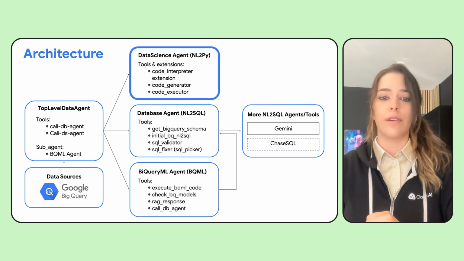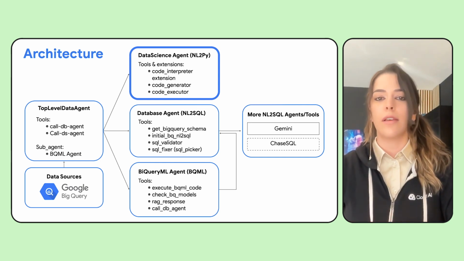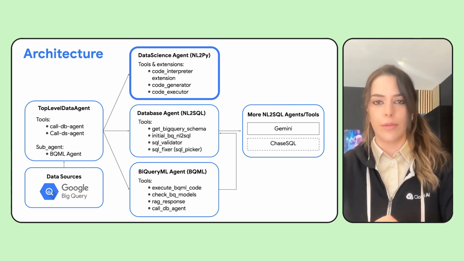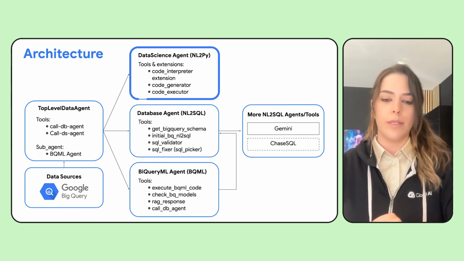The other agents are the data science agent that you see at the top. The data science agent, as the name suggests, does the NL-to-Python workloads. So it's there to do analysis. It can generate plots. It can essentially just execute Python code to help with everything on top of NL-to-SQL. This works with the code interpreter extension. We'll also see this in a bit.